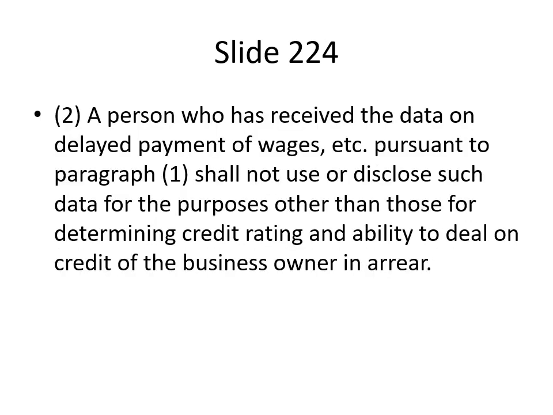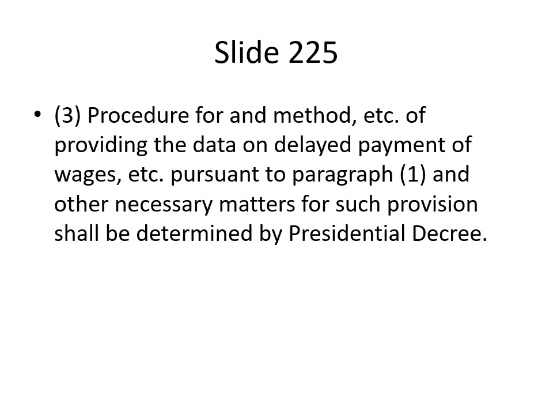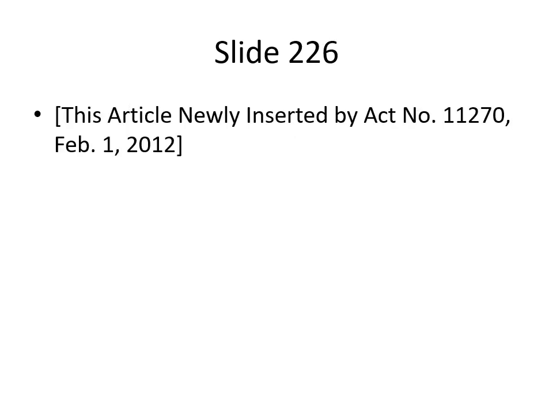2. A person who has received the data on delayed payment of wages, etc. pursuant to paragraph 1 shall not use or disclose such data for purposes other than those for determining credit rating and ability to deal on credit of the business owner in arrear. 3. Procedure for and method, etc. of providing the data on delayed payment of wages, etc. pursuant to paragraph 1, and other necessary matters for such provision shall be determined by presidential decree. This article newly inserted by Act No. 11,270, February 1, 2012.